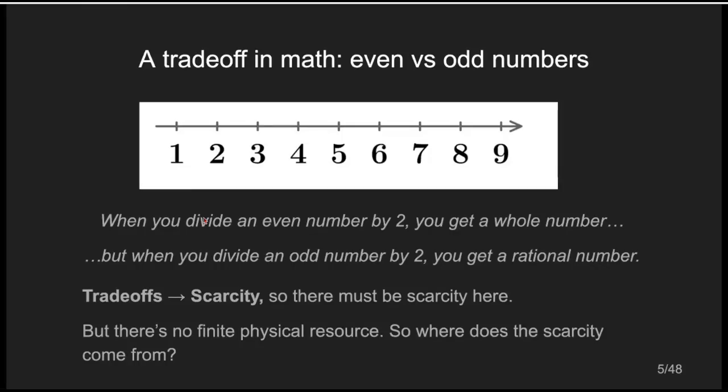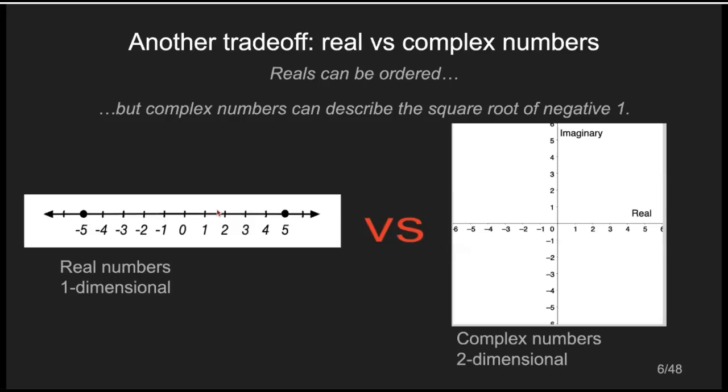But I don't see anything finite in this situation. It looks like we have an infinite number of natural numbers. So where is the scarcity coming from, if not the finiteness of our system? Here's just another example of trade-offs in mathematics. I want to show you that this is ubiquitous. You're always making trade-offs in mathematics.